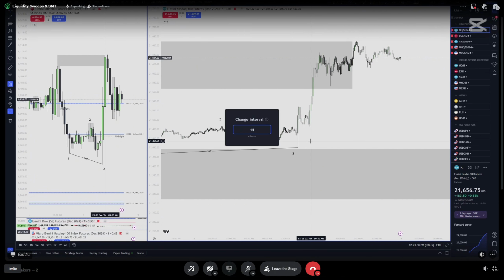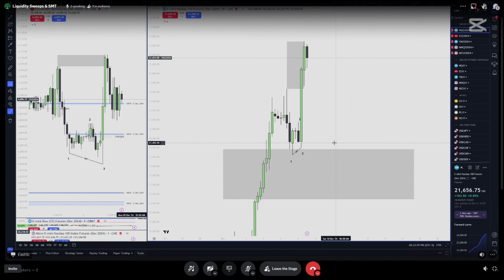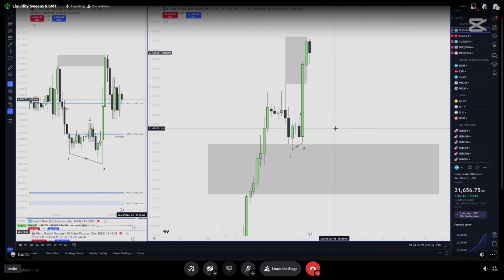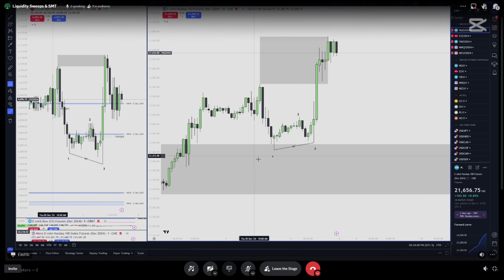However, since this is a 4-hour swing low here, ideally you would look for a 4-hour swing low close. Now that we've confirmed this, we can confirm that this is true SMT. However, this can be front run on the hourly chart here, as well as lower, as long as we can build that conviction that we're going to go higher.